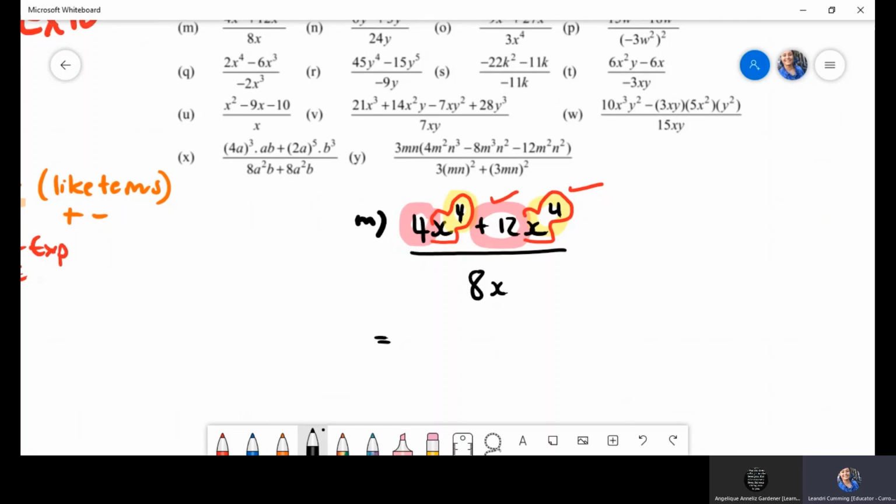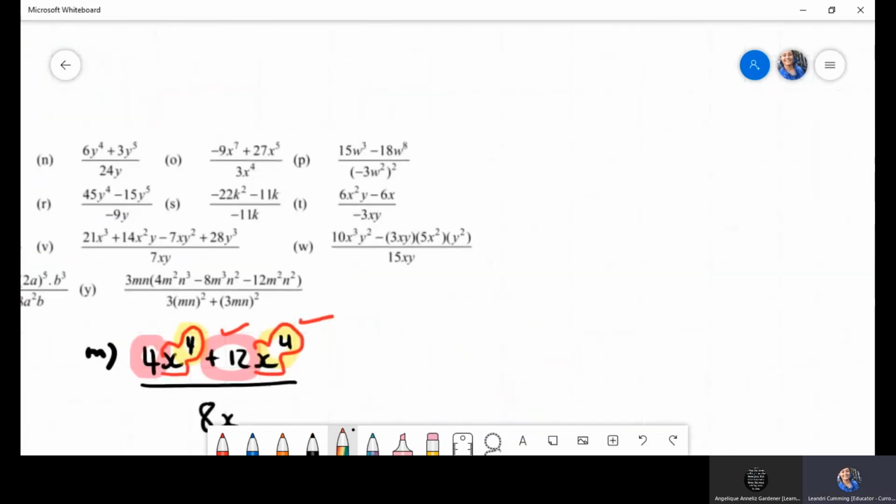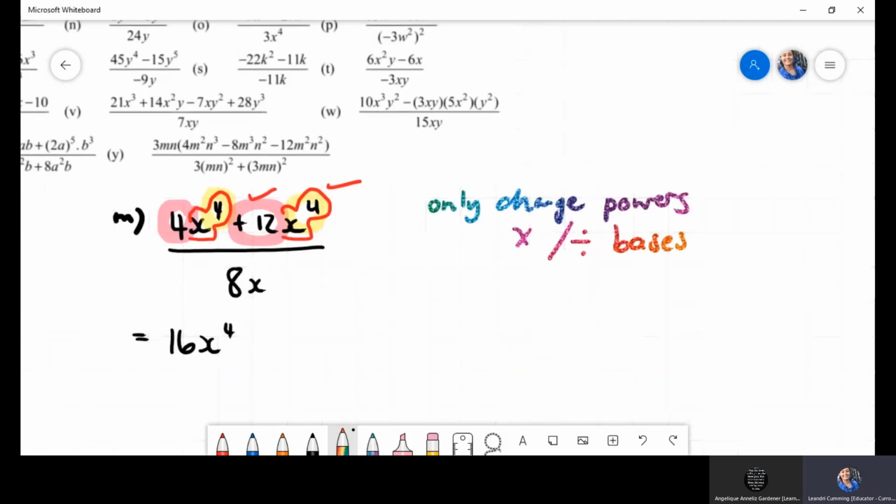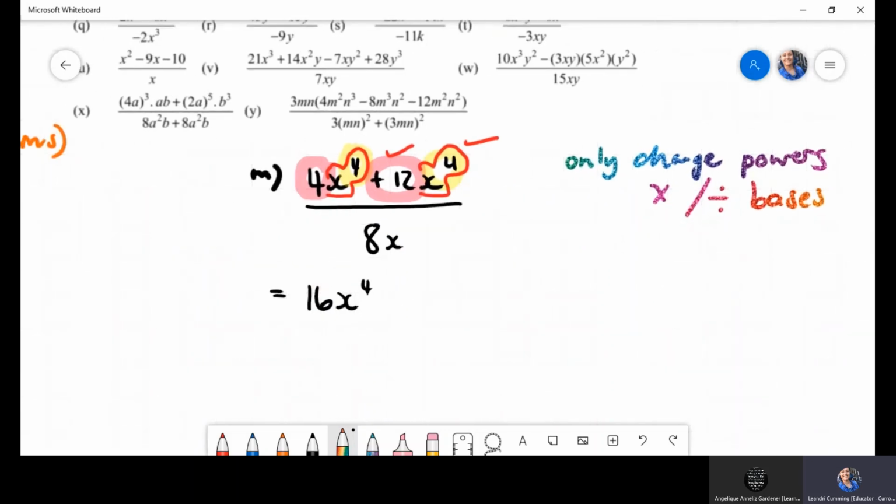And 4x to the power of 4 plus 12x to the power of 4 becomes 16x to the power of 4. We don't do anything to the power, so that power of 4 remains the same. We only change powers when we multiply or divide bases. Those bases depend on the variables carrying the power. So here, no multiplying, no dividing.